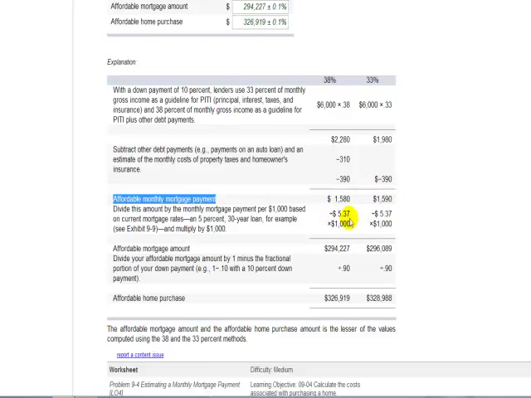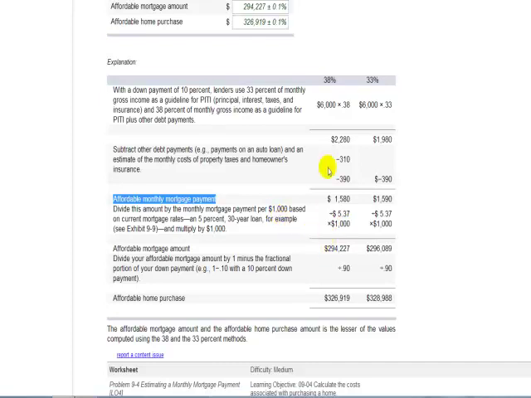And when you do that, for example, on the 38% column, if you take $1,580 and divide it by 5.37, you get 294.227. Do the same thing for $1,590. If you divide it by 5.37, you get 296.089. The next thing we're supposed to do is multiply that 294.227 by 1,000, because it's based on increments of 1,000 for a mortgage.